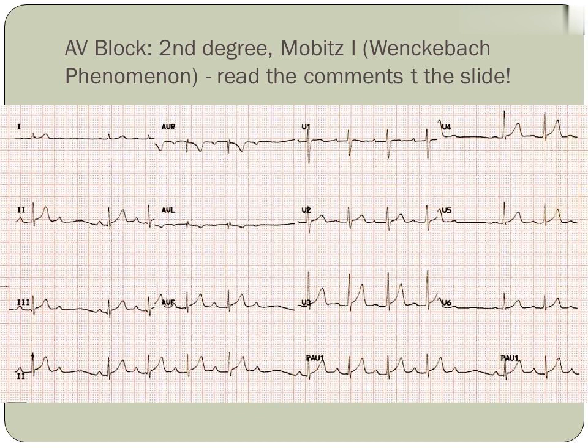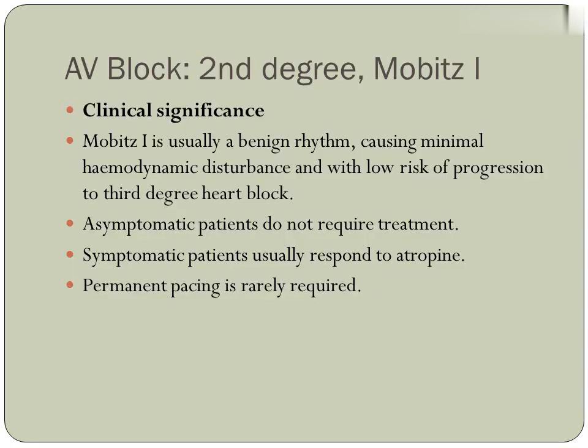The increase in PR interval from one complex to the next is subtle. However, the difference is more obvious if you compare the first PR interval in the cycle to the last. The PP interval is relatively constant despite the irregularity of the QRS complexes. AV block, second degree, Mobitz I.